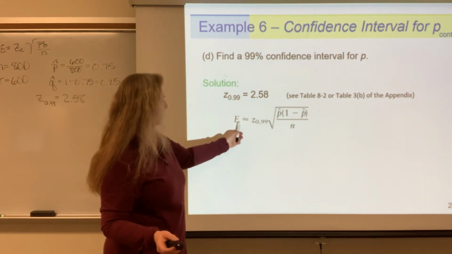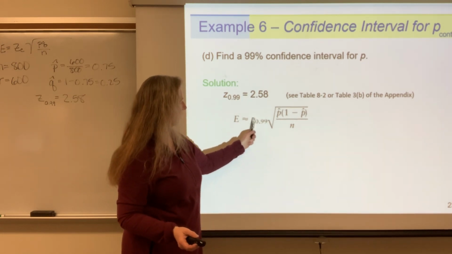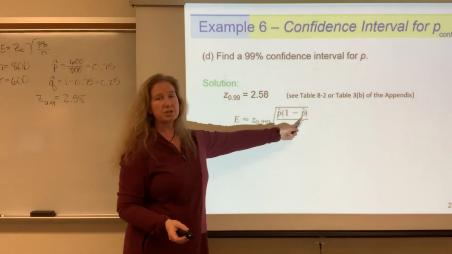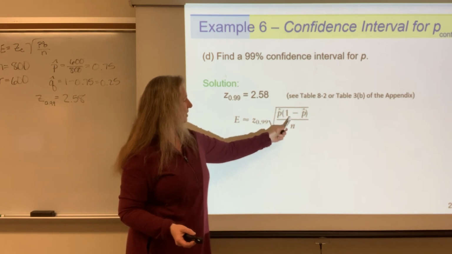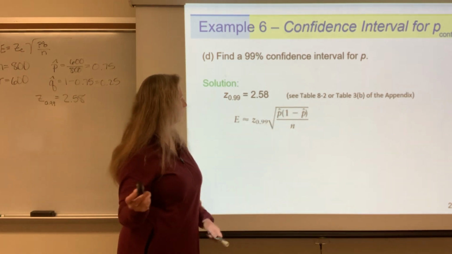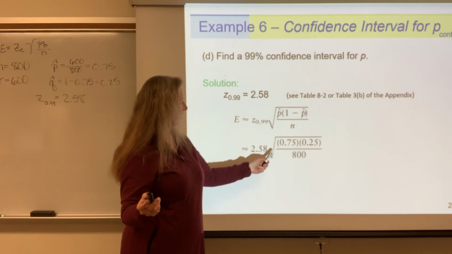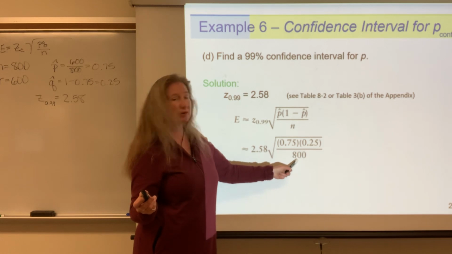So here's my formula. Error is Z for 0.99, for 99%, times the square root of P times Q. Now this is just another way to write Q, right? 1 minus P hat. So P times Q over N, take the square root of the whole thing. When I substitute values in, 2.58 times the square root of 0.75 times 0.25 over 800.